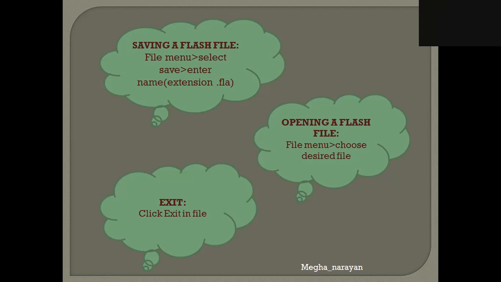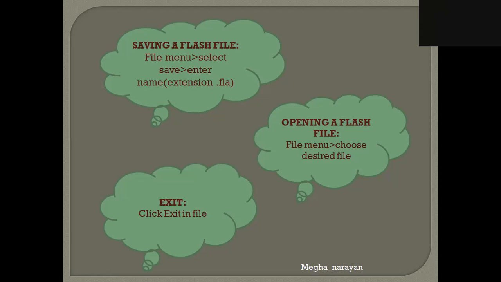Time to learn the last part, exit. This option is available to us in File. Click on the File menu and you will get the exit option. So this was all about three tasks: saving, opening, and exit. The most important part is saving a file along with the extension.